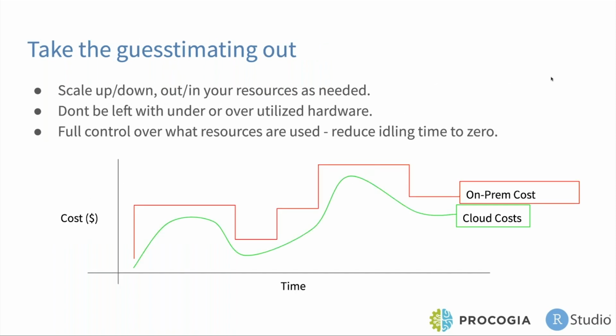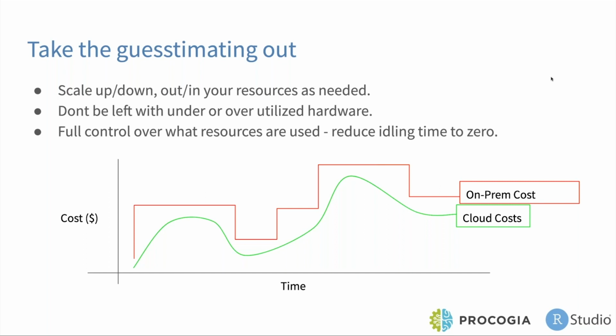Going back to our previous chart, where we can see the different costs and how you can be a bit more accurate with cloud. This is because we can take that guesstimating out of things. We can scale up and down our servers if we need larger machines or smaller machines. We can use clusters to scale out and in our resources as needed.